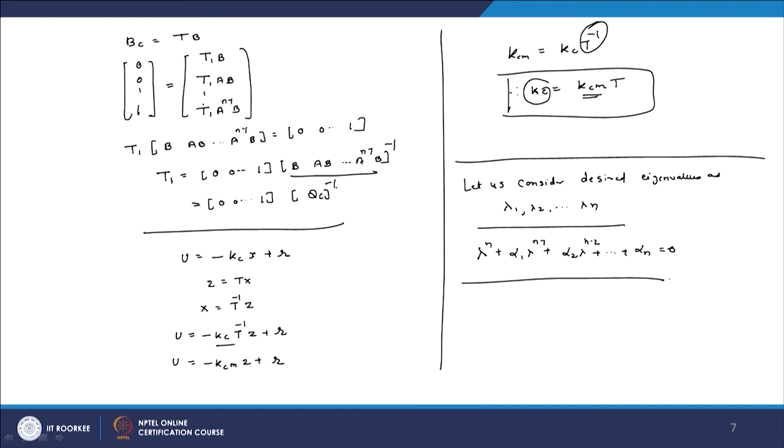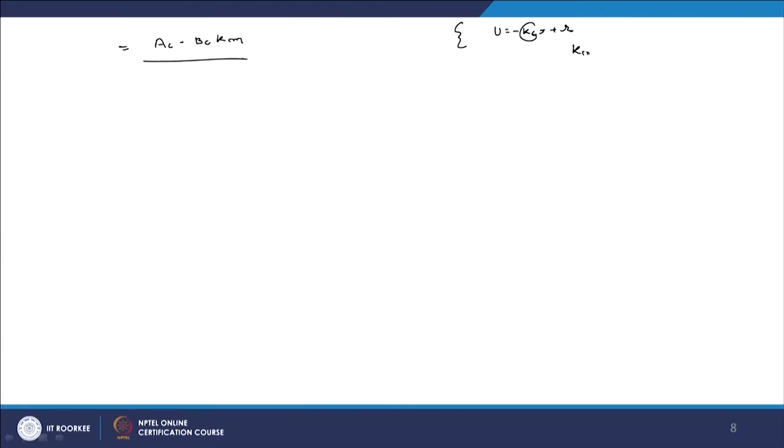This basically we want, and this lambda 1, lambda 2 we know, that means we have fixed it, and from this characteristic equation we have determined. Now we have the original equations, that transformation is in terms of AC minus BC into KCM. Why this KCM? Because when we write down a state feedback equation as u equals minus K C x plus r, that is with respect to state x, but when we deal with the state transformation in terms of z, instead of KC we have got KCM, and therefore AC minus BC into KCM we have written.